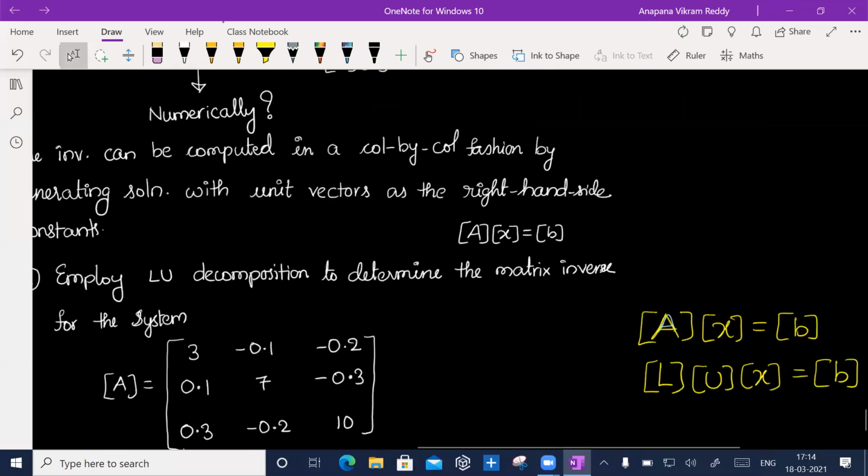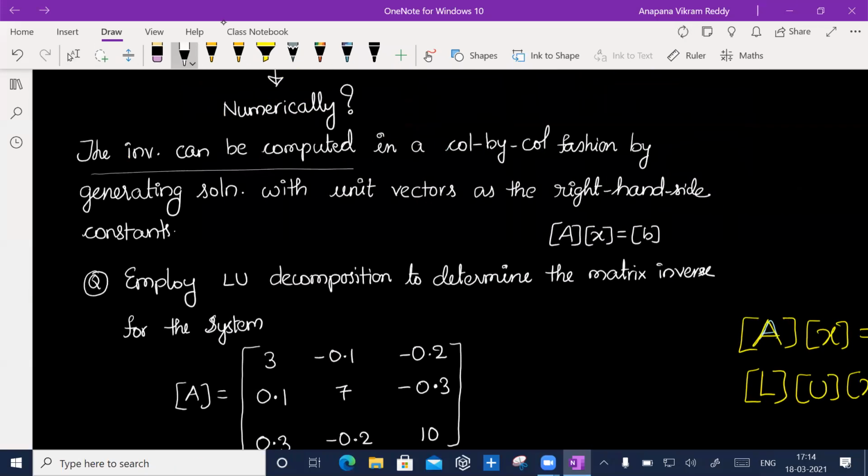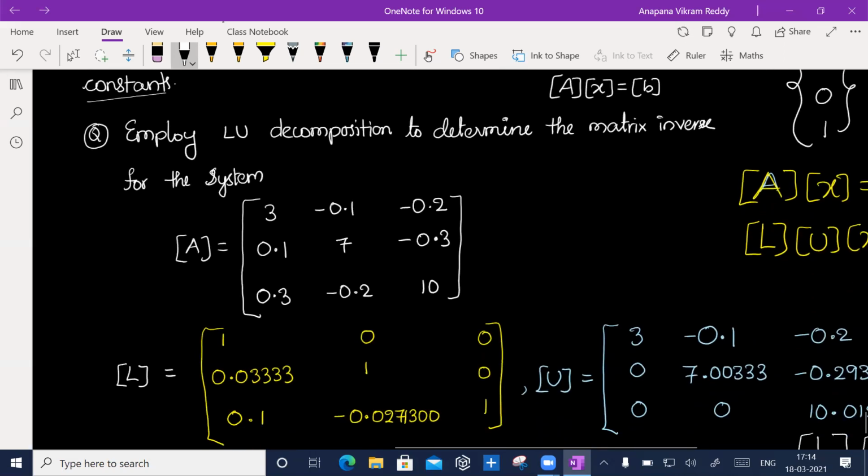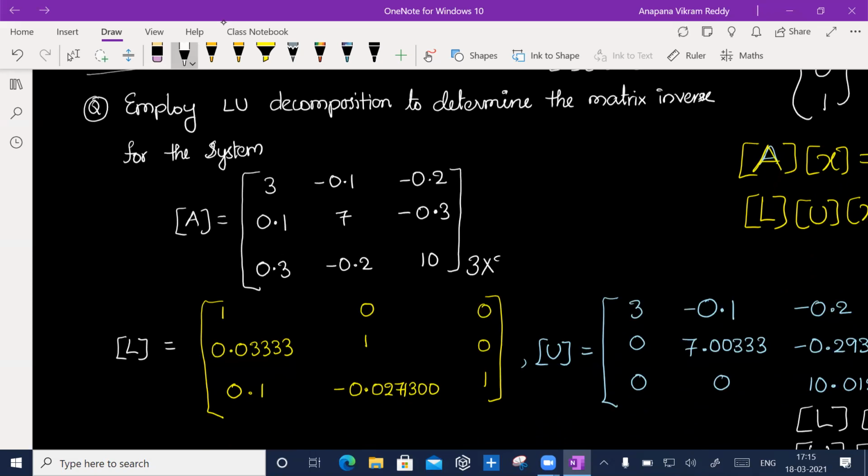The inverse can be computed in a column by column fashion by generating solutions with unit vectors as the right hand side constants. What is a unit vector? For example, 1, 0, 0 is a unit vector. Also 0, 0, 1 is a unit vector. That means in a column or row, if you have a single 1 and the remaining elements are 0, that is a unit vector. Now, for example, I have a matrix A whose size is 3 by 3.